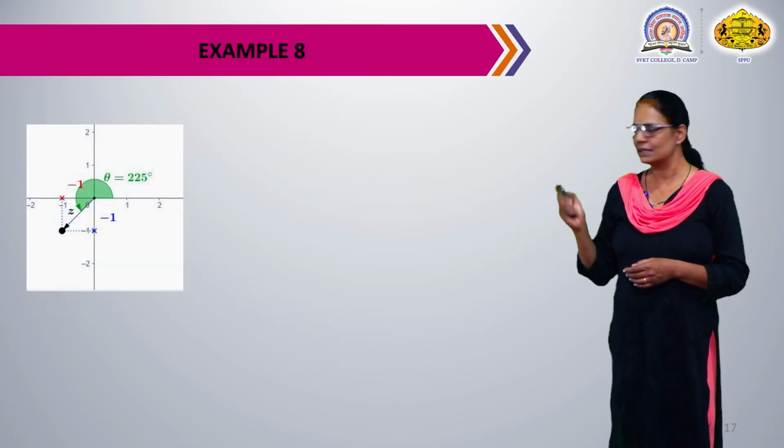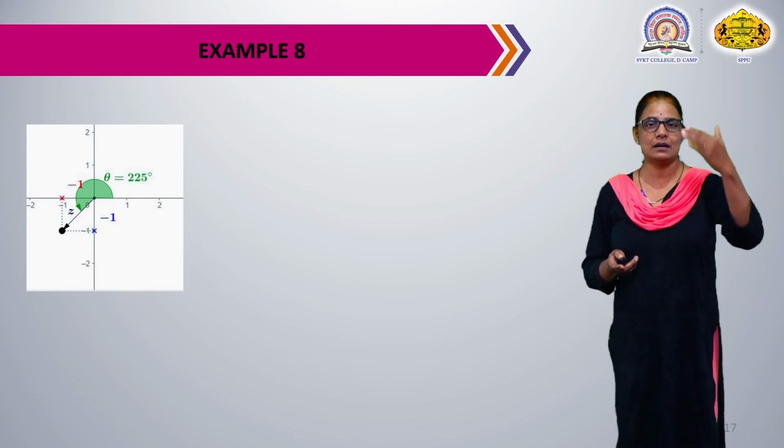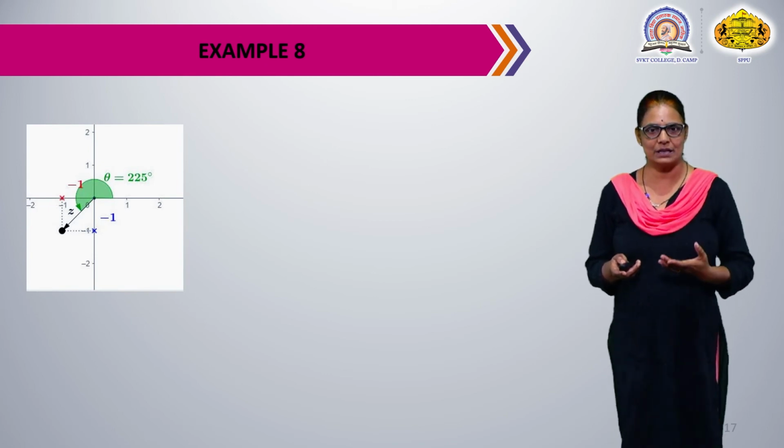So let us consider the next example. If the point lies in the third quadrant, then how do we find the principal argument?